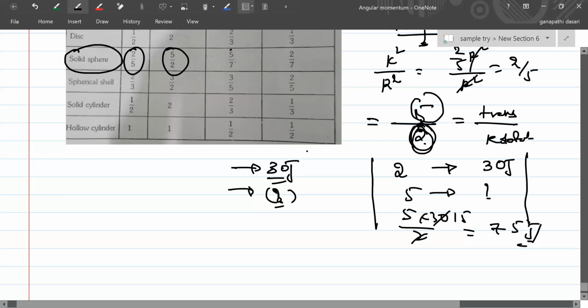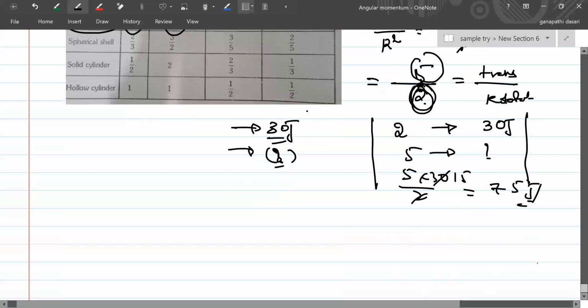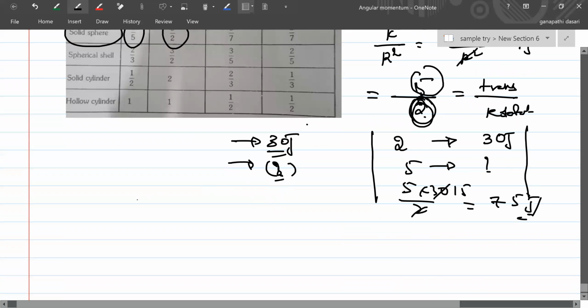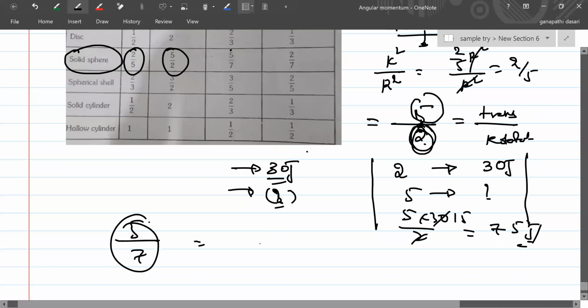What is the ratio of translational to total? Translational is 5 parts, total is 5 plus 2, which is 7 parts. Otherwise, you can solve by the formula that I taught you in the previous hand. Rotational to total: rotational is how many parts here? 2. Total is 7. So 2 by 7. Got it?